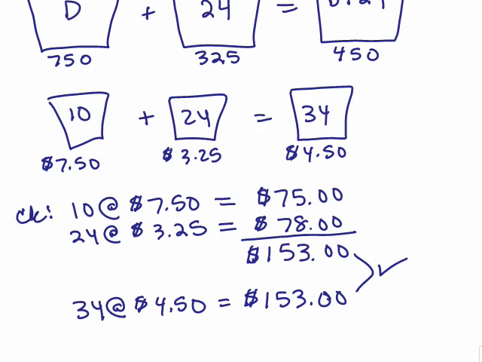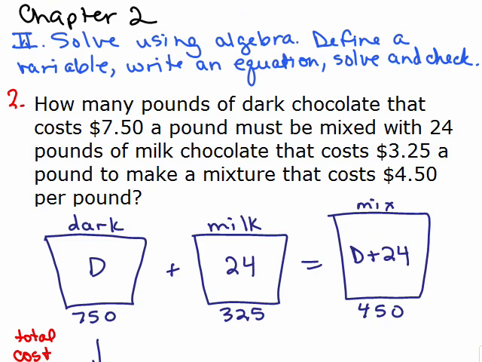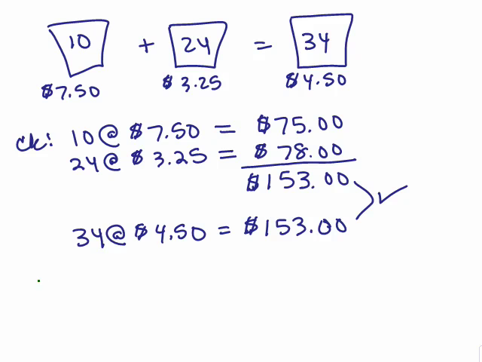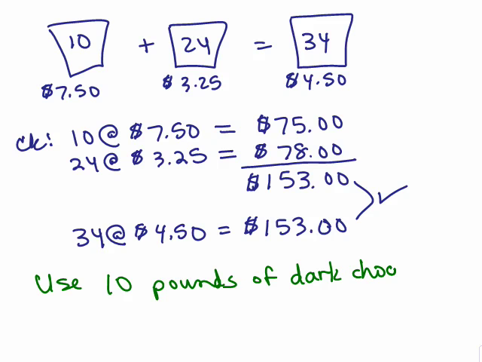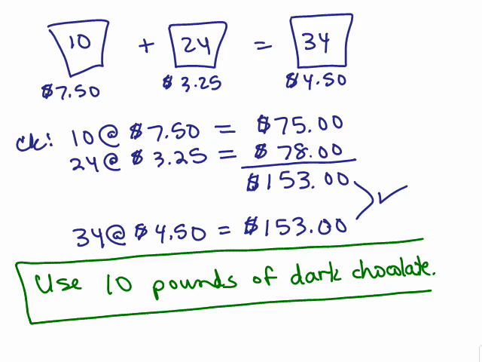So now, what's the question? How many pounds of dark chocolate should I use? That's the answer to your question. We're going to say use 10 pounds of dark chocolate. Or you might say mix 10 pounds of dark chocolate. All right, mixture problem. If you didn't get that the first time, go back, look at it carefully again, and try it on your own.